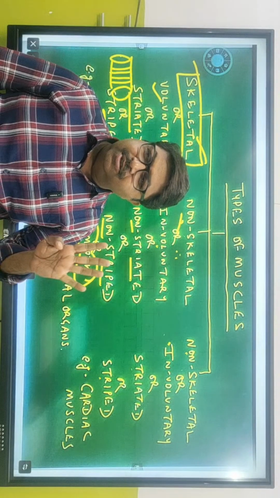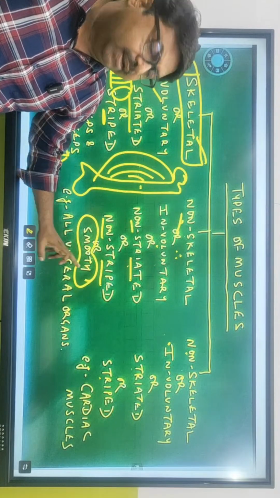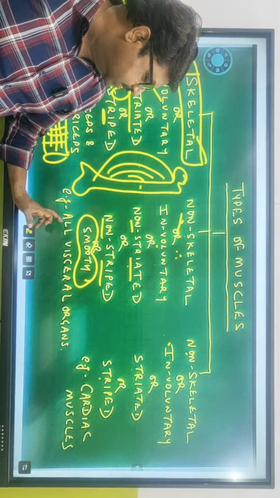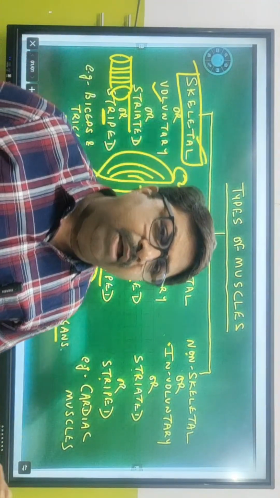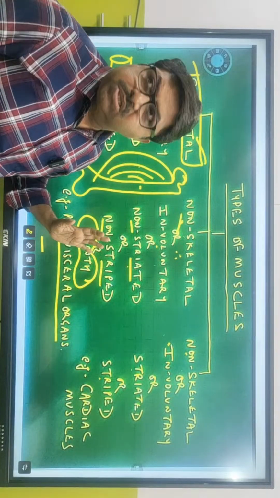So इसके 5 नाम है. Non-skeletal, involuntary, non-striated, non-striped, and smooth muscles. Example: all visceral organs, all the muscles present inside our alimentary canal. यहाँ तक clear है? Any issues with this?